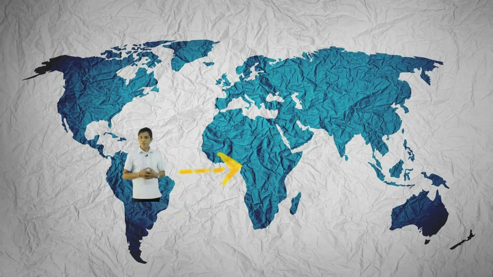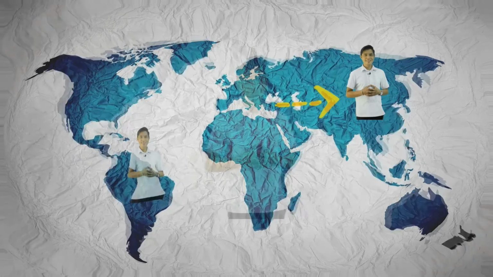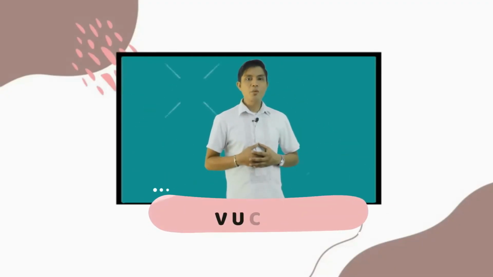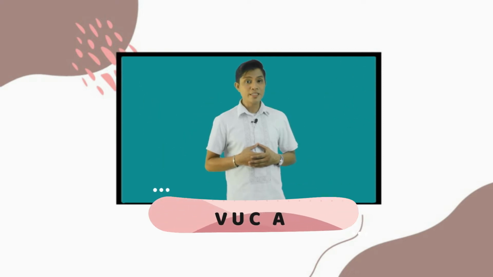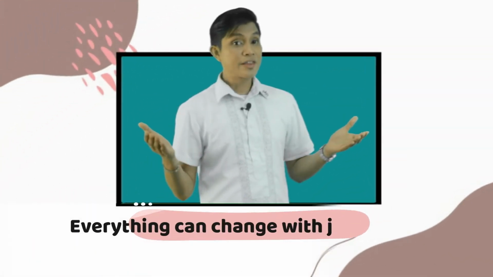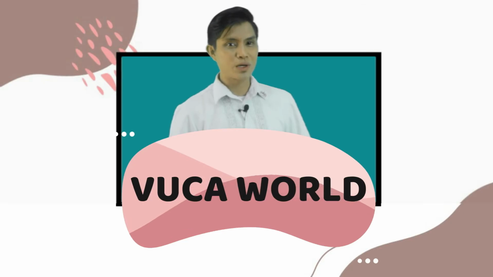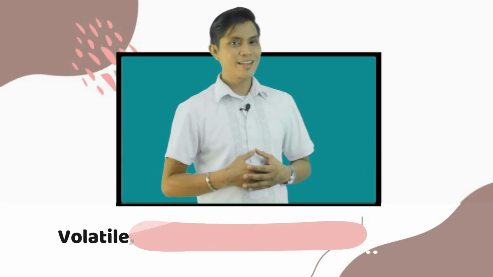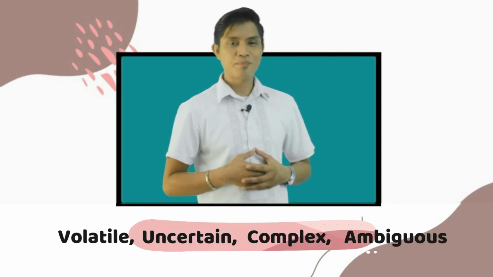Values are passed from culture to culture, from generation to generation. However, in this modern time, it is claimed by scientists that change in the society has been happening at a pace they have never seen before. Everything can change with just a snap. They refer to it as the VUCA world: volatile, uncertain, complex, and ambiguous world.